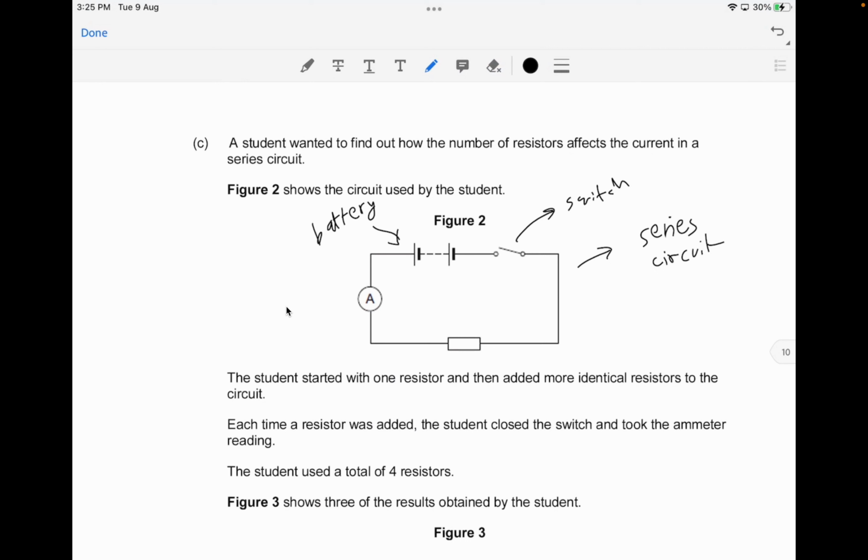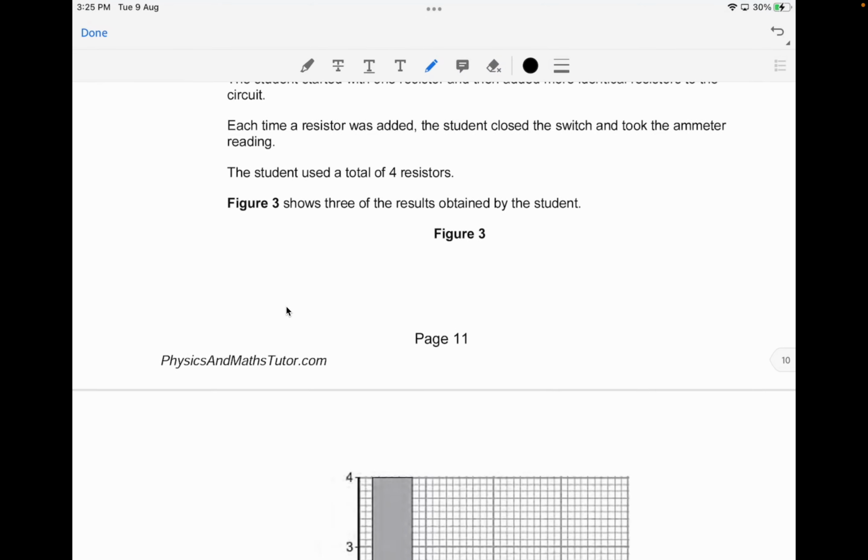Now the student started with one resistor and then added more identical resistors to the circuit. Each time a resistor was added, the student closed the switch and took the ammeter reading. The student used a total of about 4 resistors. So figure 3 shows 3 of the results obtained by the student. As you can see, there's a nice little bar chart. I've already written down some of the answers here.